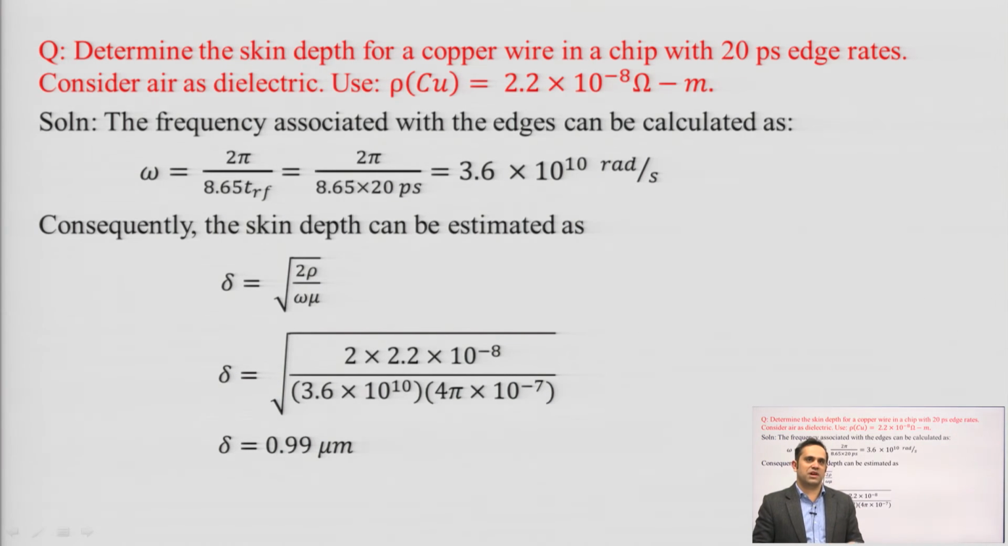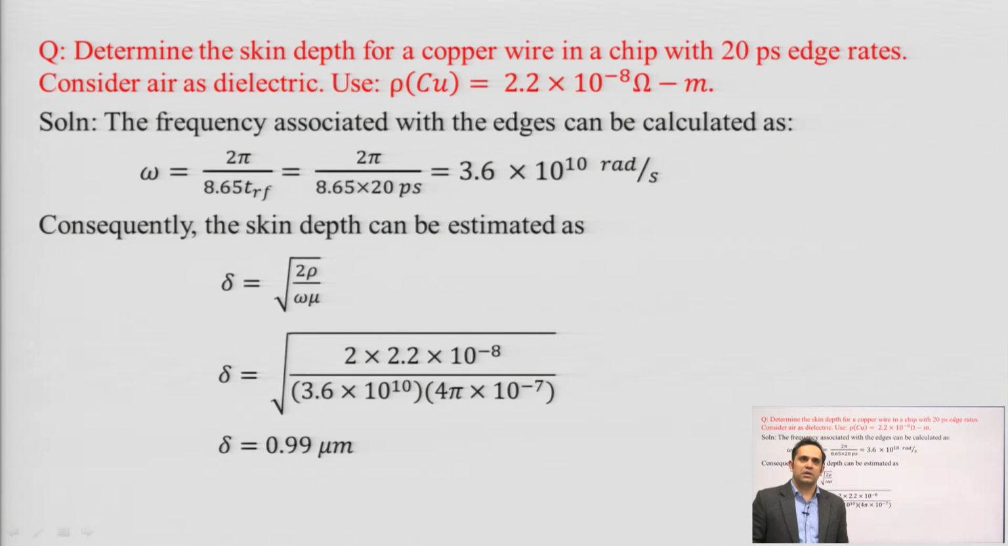So, if you subject this type of copper wire or copper interconnect to a very fast circuit where the frequency is very high, the depth up to which the majority of your current is going to flow is given by this formula: square root of 2 rho by omega mu. So, you substitute the value of resistivity, you have already calculated the frequency, and because we are considering air as the dielectric, we just use the magnetic permeability of air. Substituting all the values and doing the calculation, you get a value which is very close to 1 micron.